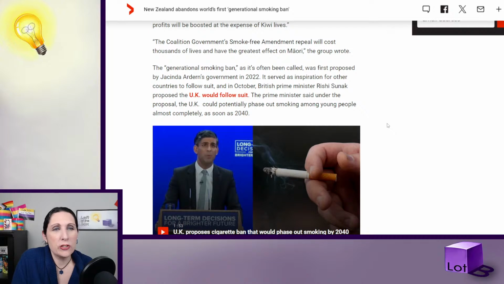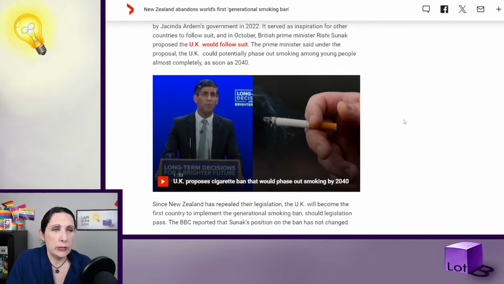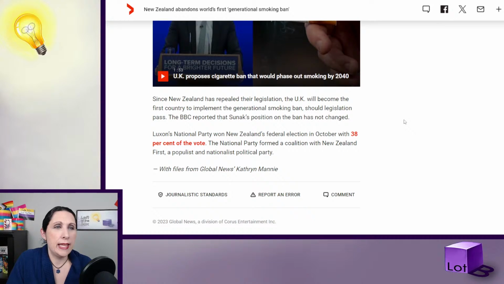And in October, the British Prime Minister proposed the UK would follow suit. The Prime Minister said under the proposal, the UK could potentially phase out smoking among young people completely as soon as 2040. Since New Zealand has repealed their legislation, the UK will now become the first country to implement the generational smoking ban, providing a Conservative government doesn't change that.